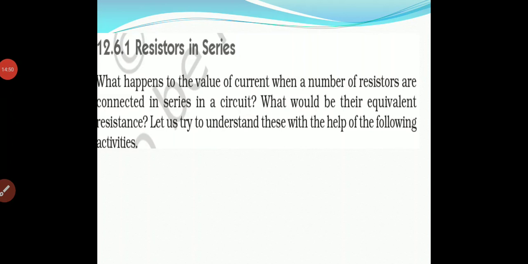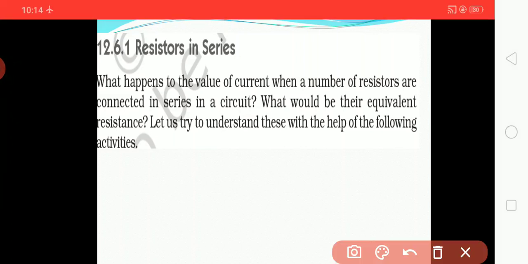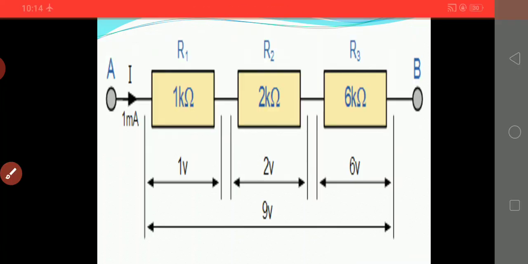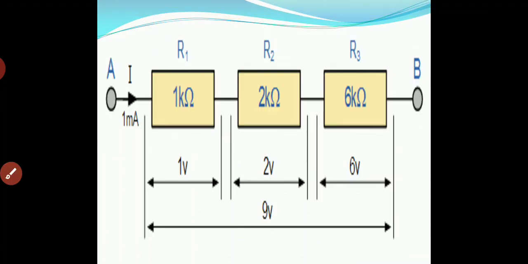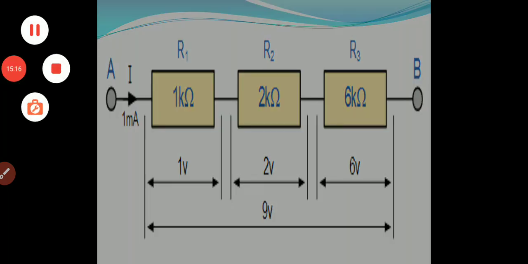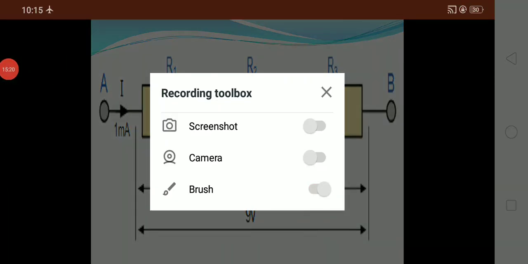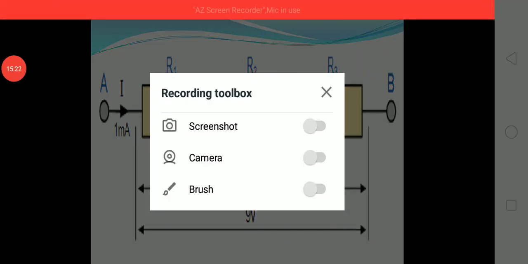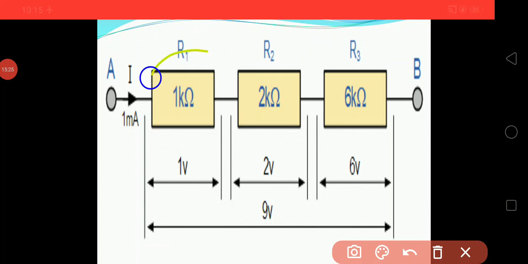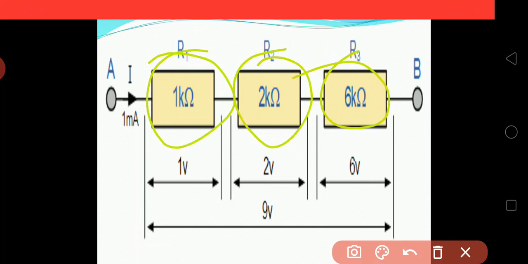What happens to the value of the current when a number of resistors are connected in series in a circuit? If a number of them are connected in series in a circuit, what will be their equivalent resistance? Let us try to understand this with the help of the following activity. Here you can see that three of them are connected in a series connection.